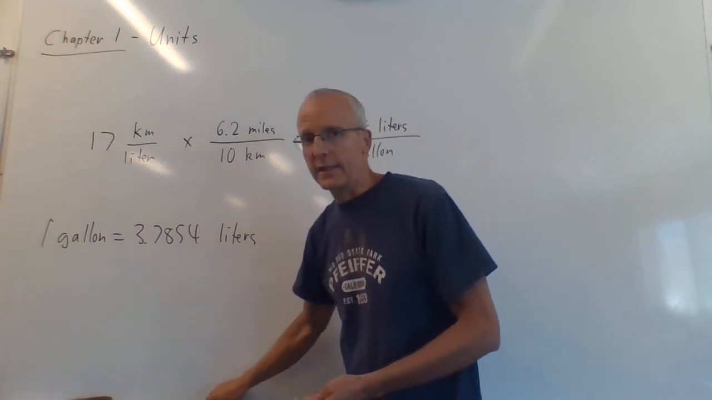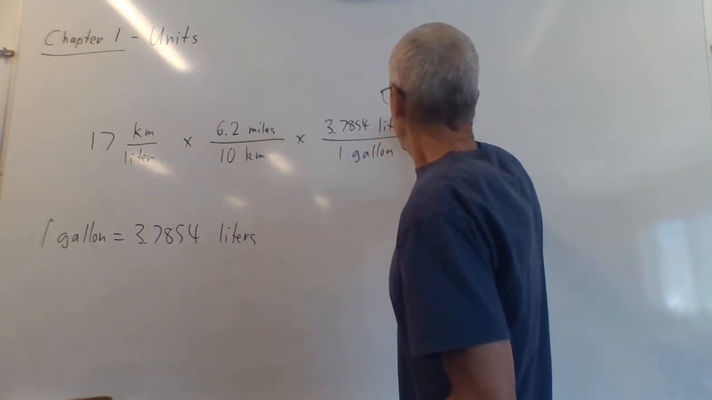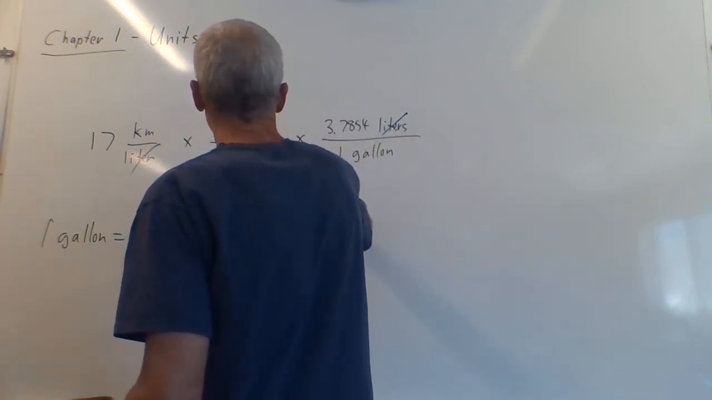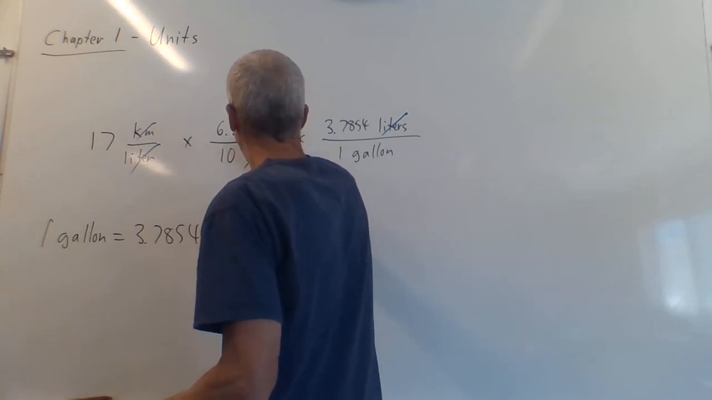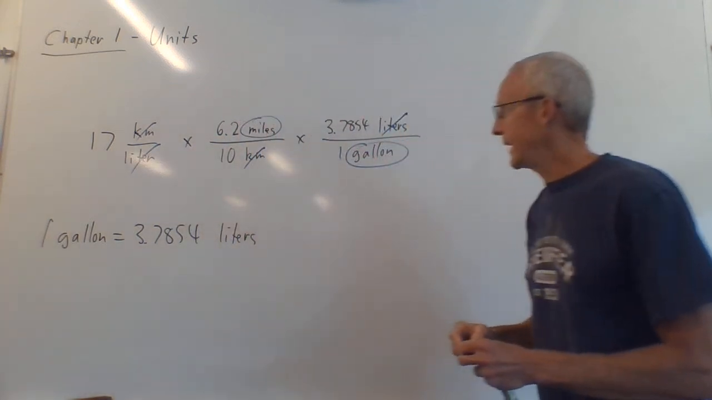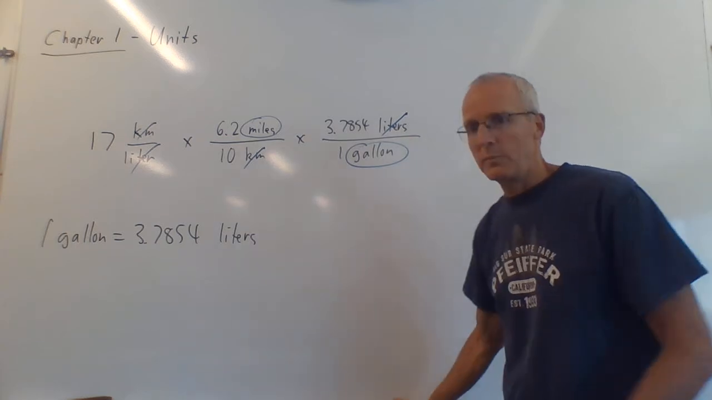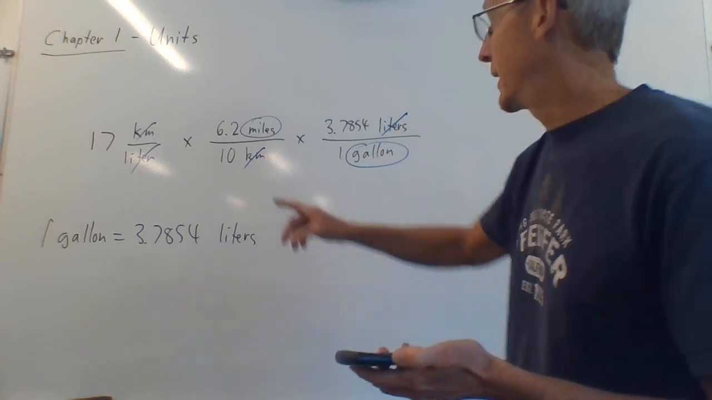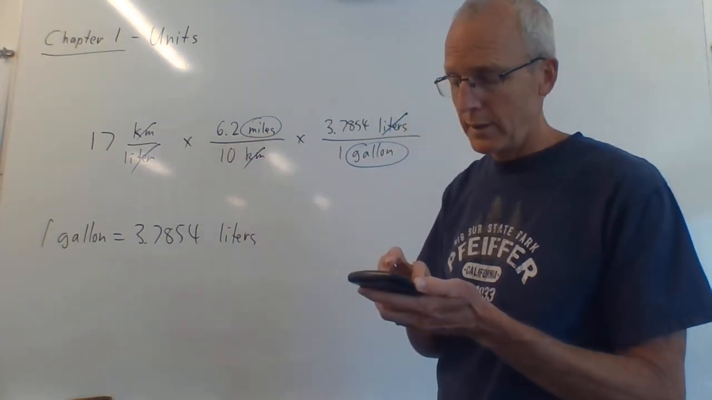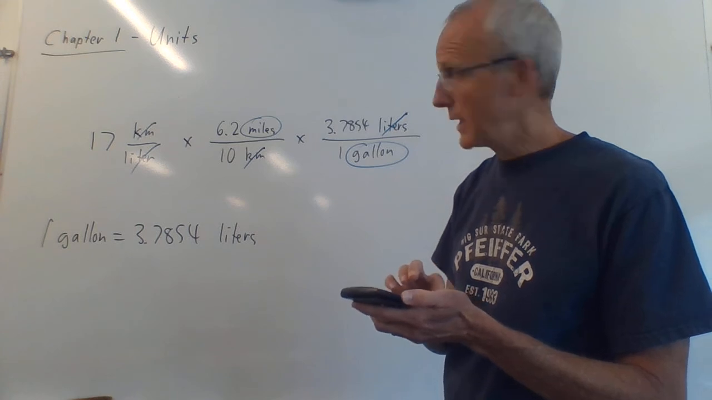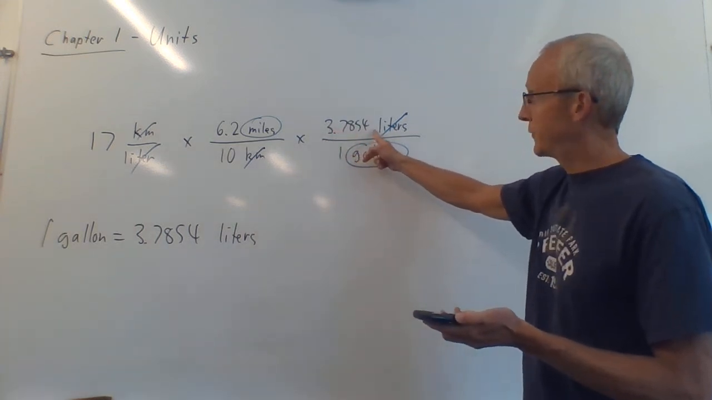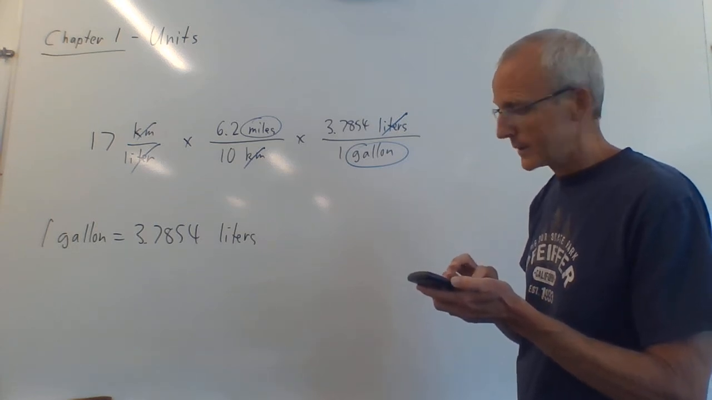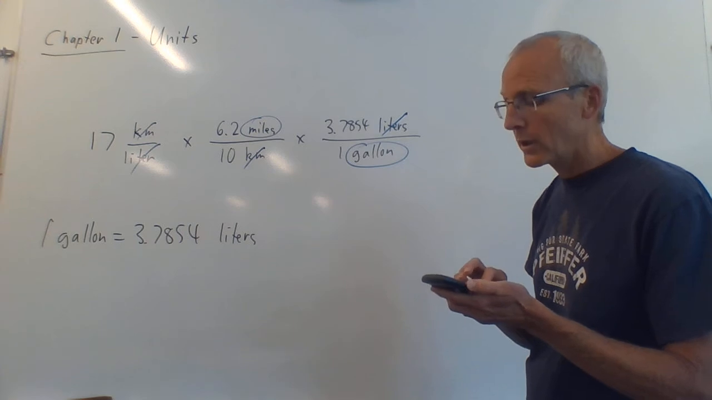Now let's cancel. I'm going to do that with a blue marker so you can see it. Liters cancel. We have kilometers canceling. We're left with miles per gallon. Okay, cool. So now we just multiply. We take 17 times 6.2, divided by 10, times 3.7854. We don't need to divide by 1.